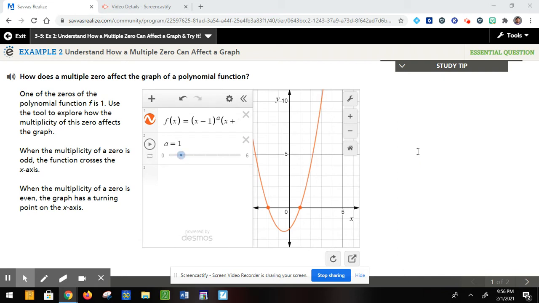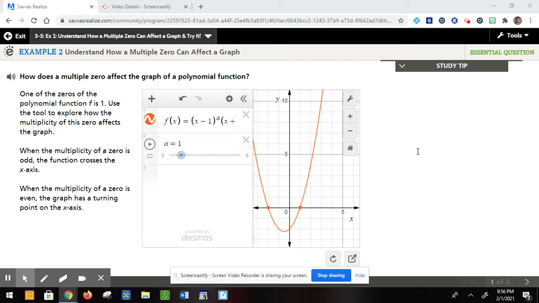If I change the a value to 2, then it's considered a multiple zero because of x minus 1 squared. It's like x minus 1 is there more than once. And then 1 would be considered a multiple zero because it actually counts as two zeros in one, essentially, right?